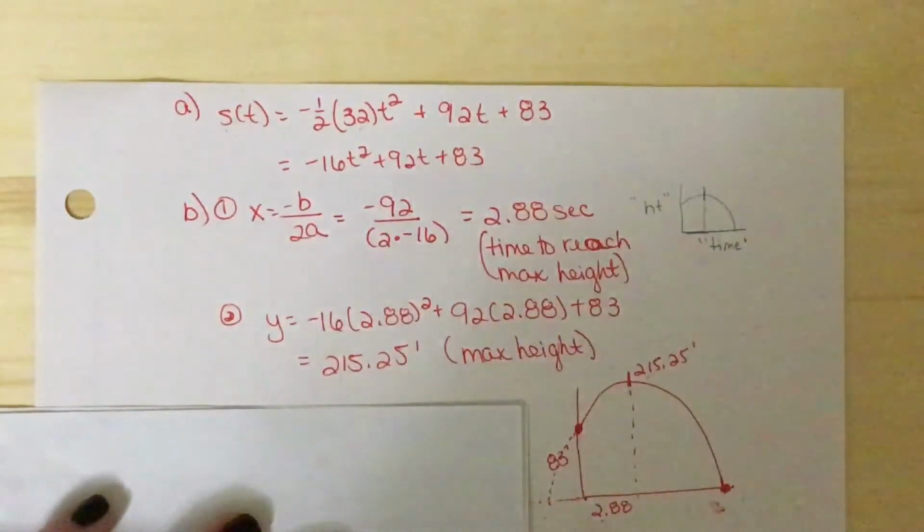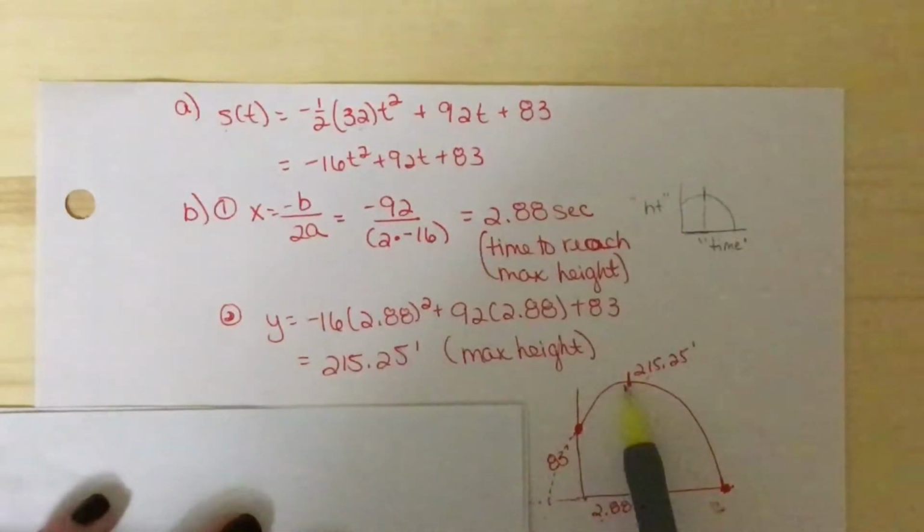Part C asks, how long is the ball in the air? So if I want to know how long the ball is in the air, that means the ball starts here, travels up, and then comes back down and lands here. So it stops traveling when it lands on the ground. And so I want to know this time to this time. I'm actually going to need the quadratic formula for that.